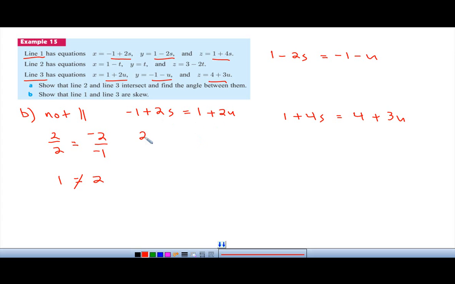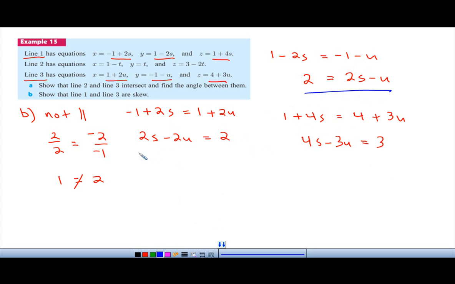So I'll have 2s minus 2u is equal to 2. Up here, I have, let's see, this would be 2s minus u is equal to 2. And then over here, I would get 4s minus 3u is equal to 3. So now what I'm going to do is take this equation and this equation and set up a system.